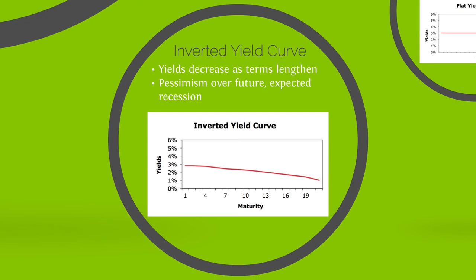An inverted yield curve means that there's pessimism in the economy. People don't expect very good returns in the future. So as maturities increase, the yields of bonds tend to get lower.